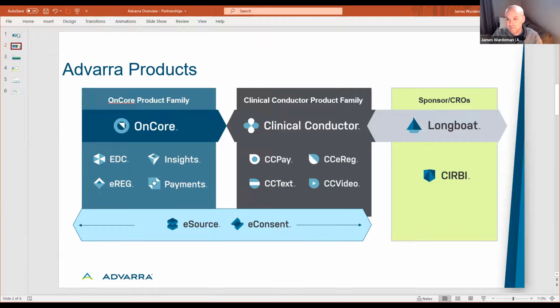Also in our technology umbrella, Longboat, which is a protocol training platform, gives us some interesting perspective on what's going on a little bit broader in the industry.